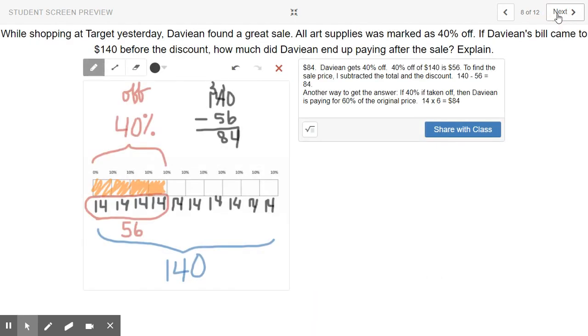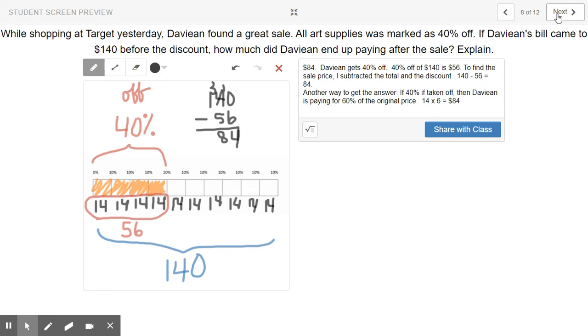While shopping at Target yesterday, Davian found a great sale. All art supplies was marked as 40% off. If Davian's bill came to $140 before the discount, how much did Davian end up paying after the sale? Explain. So if Davian were to purchase all the art supplies and it was not on sale, it would cost $140. So the percent model represents that. 140 divided by 10 is 14. So each box represents $14.